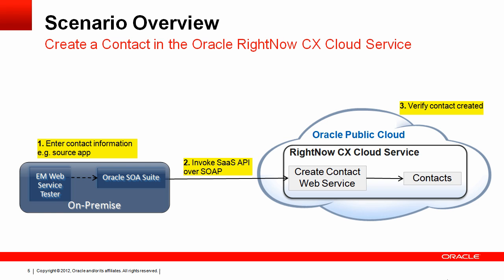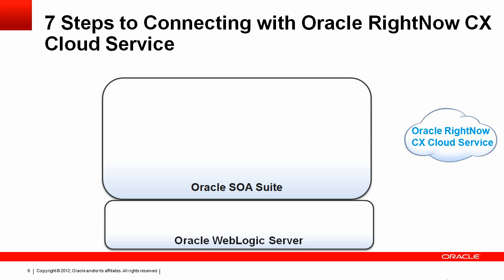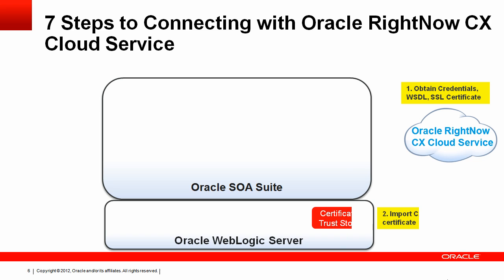Our task for this demo is to create a contact in the Oracle RightNow Cloud Service using a SOAP web service call. To do this, there are seven steps I'm going to go through. Step one is to obtain the RightNow credentials, the WSDL, and the Certificate Authority SSL certificate.